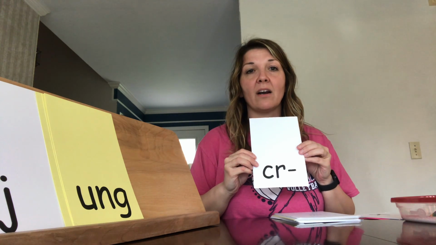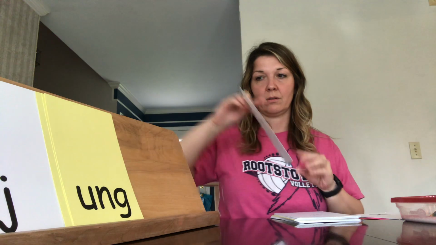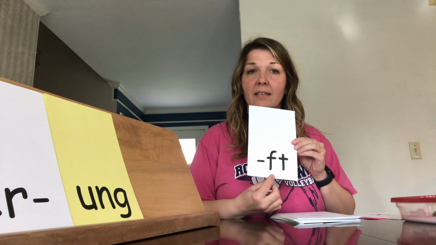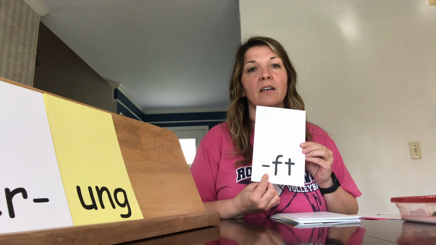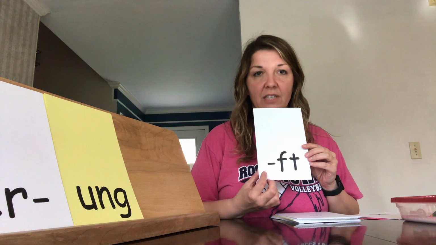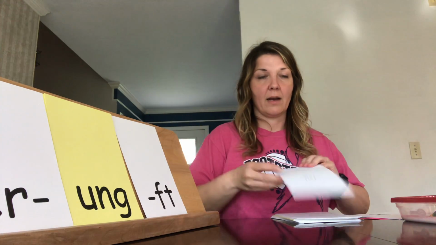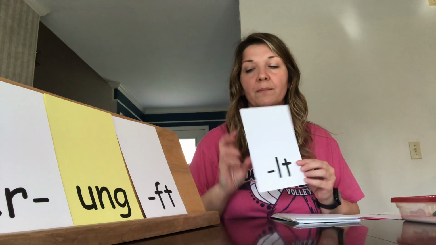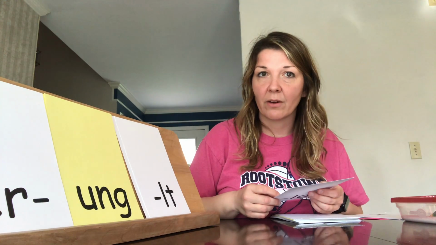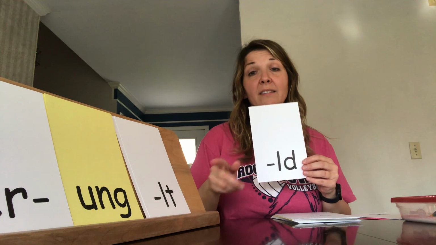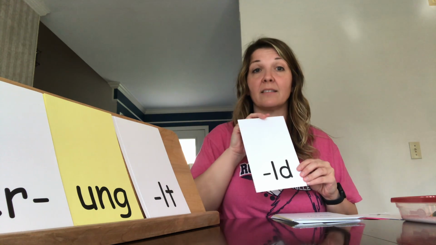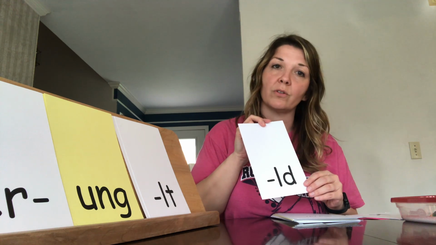Okay. CR says cr, like a crayon. FT is at the end and it says ft, like I left something in the sink, left. LT says ult, like I built something with Legos, built, that's at the end. LD says old, this is at the end too, like old or gold.